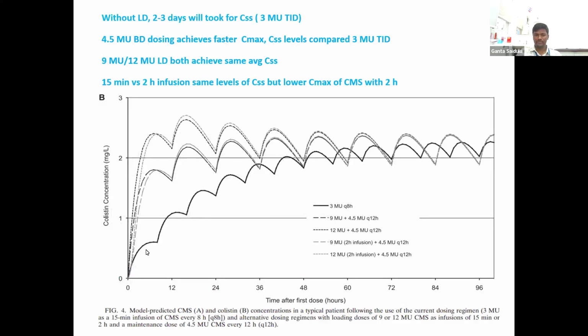So if you see this graph, without loading doses, it takes 2 to 3 days to reach the steady state concentration. If I give 3 million units TID without loading doses, it will take 2 to 3 days. If I give 4.5 million units BD, it can achieve the Css level faster compared to 3 million units TID. If I give 9 million units as a loading dose, it can achieve the same average Css concentration with a 1.5 to 2 hour infusion, the same levels but a lower Cmax of CMS within 2 hours. So the loading dose is very important. If you don't give the loading doses, you cannot achieve the Css level as soon as possible.